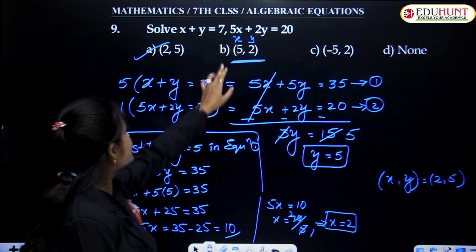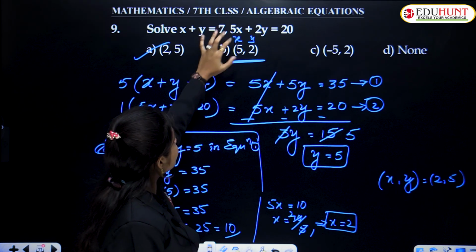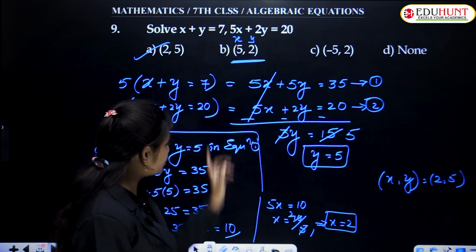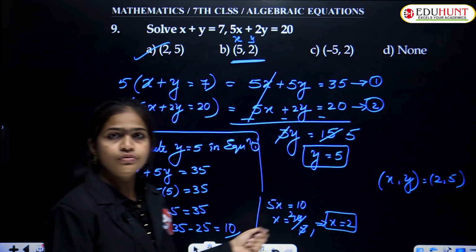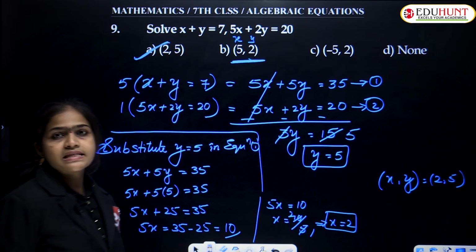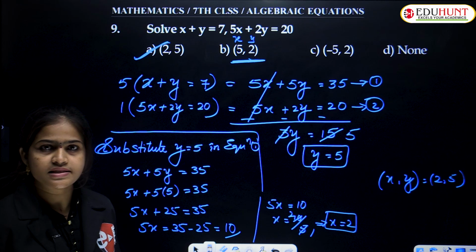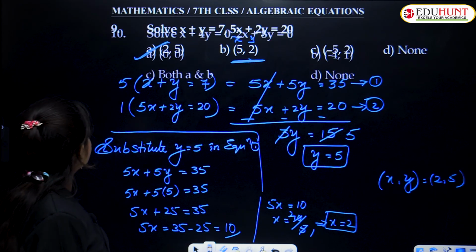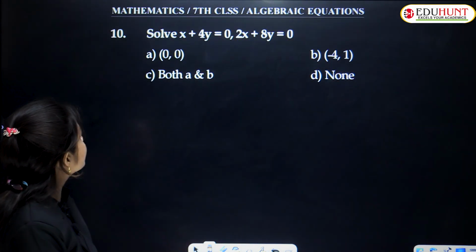Okay, so the x value, if you write it like this, then here x is equal to 5, y is equal to 2. Is it satisfying here? No. Okay, so that's why this is the wrong option. So the correct answer is 2 comma 5. Understand? Yes. Let us see the next question, that is the 10th question.